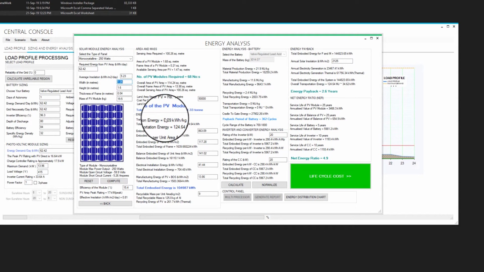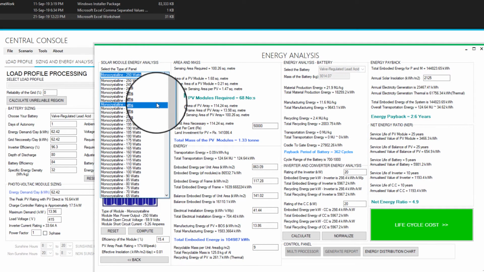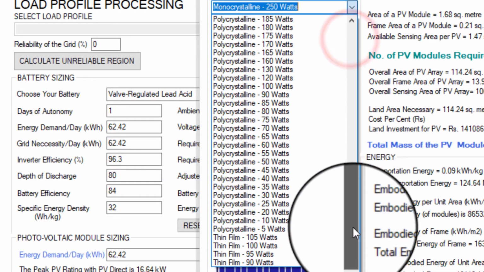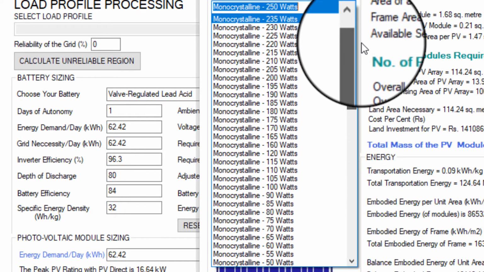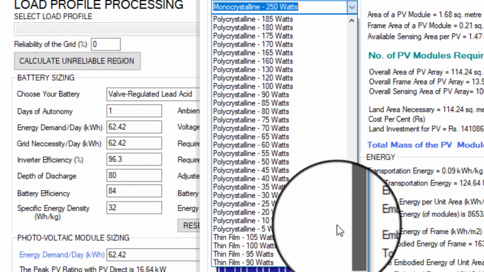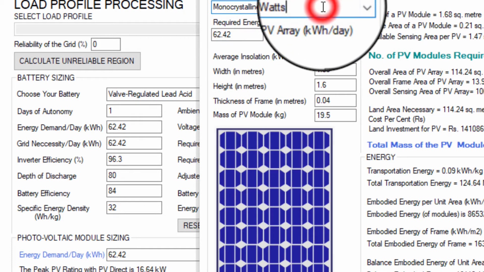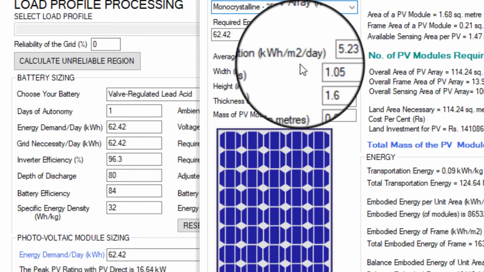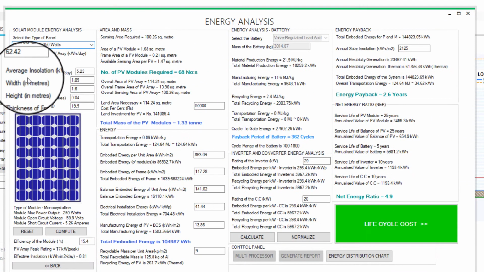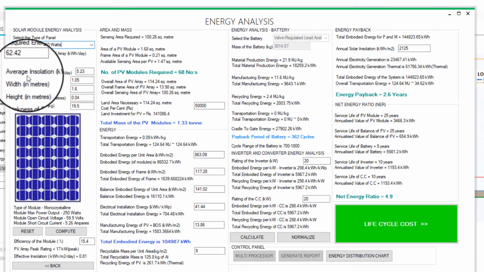It's already calculated. If you look closely, we have around 98 different types of database entries for different types of panels, which are monocrystalline, polycrystalline, and thin film. We can choose between them, and this is one of the best ones, a 250 watt panel in the particular database. We have better panels at the moment, but they are not in this database.